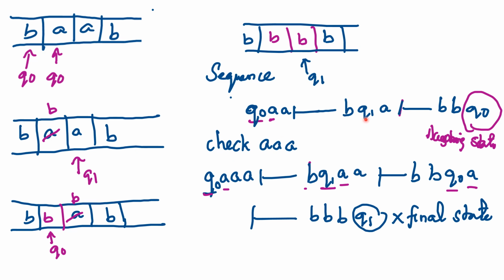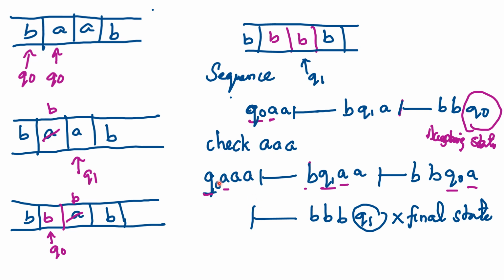For example, a sequence of two A's. First you check Q0 A. The A is replaced by B, then you move right. Okay, then again you check Q1 A. Q1 A is replaced by B, then it comes back to Q0. So Q0 is a final state.